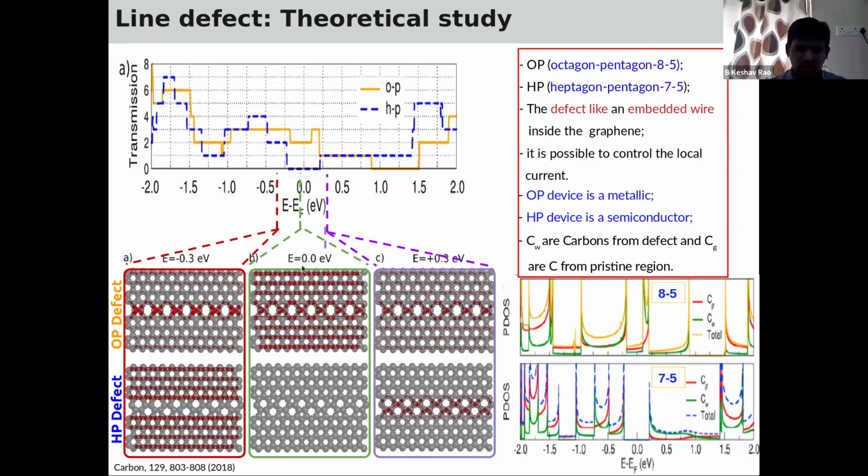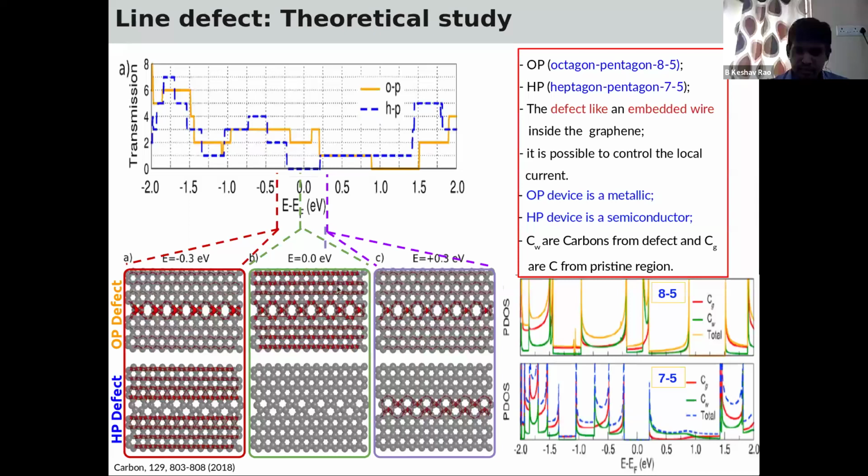If a bias voltage is applied around the zero point, that is around 0.0 electron volt energy, we can see that current is passing, spreading equally. When a bias voltage of minus 0.3 or plus 0.3 is applied to the same material, which is 8,5, a graphene with a pentagon and octagon line defect, in all the cases of applying bias, the current is passing.